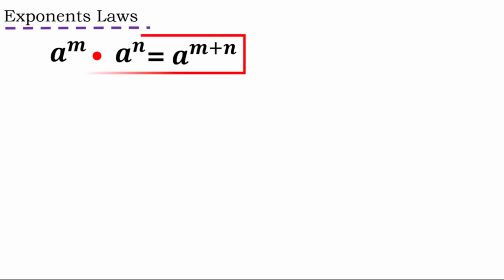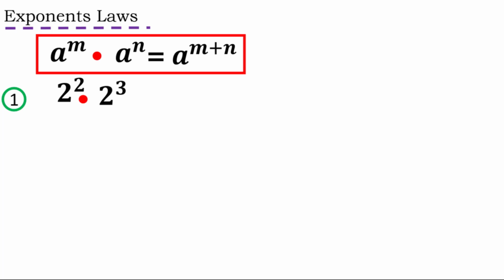Exponents laws. The first law, a raised to the power m times a raised to the power n equals, write the same base a and add the two indices or the two powers, a raised to the power m plus n. For example, 2 raised to the power 2 times 2 raised to the power 3, we will write the same base, which is 2, and 2 plus 3 equals 5, so it will be 2 raised to the power 5 equals what? Equals 32 by repeated multiplication.